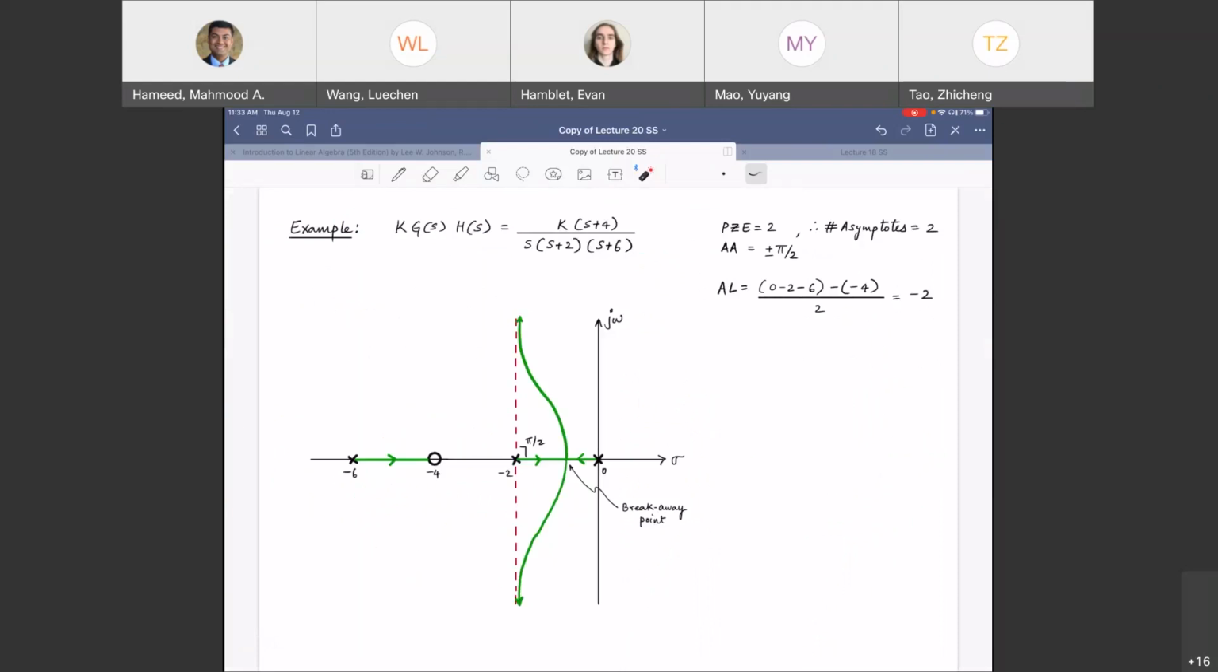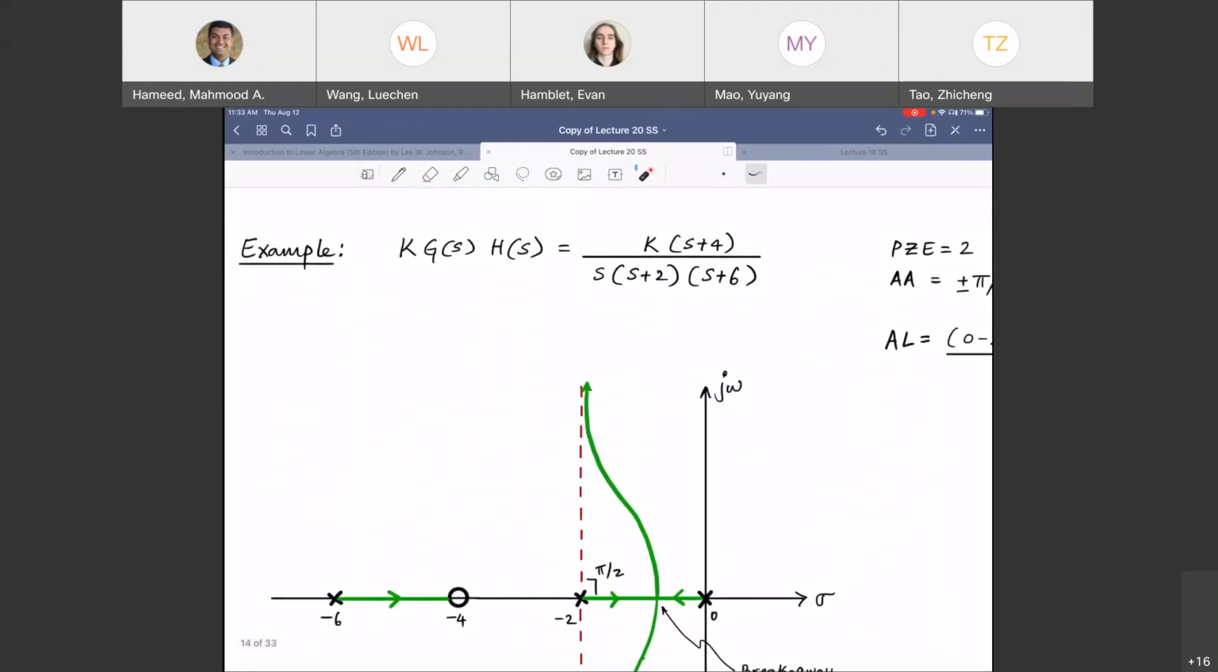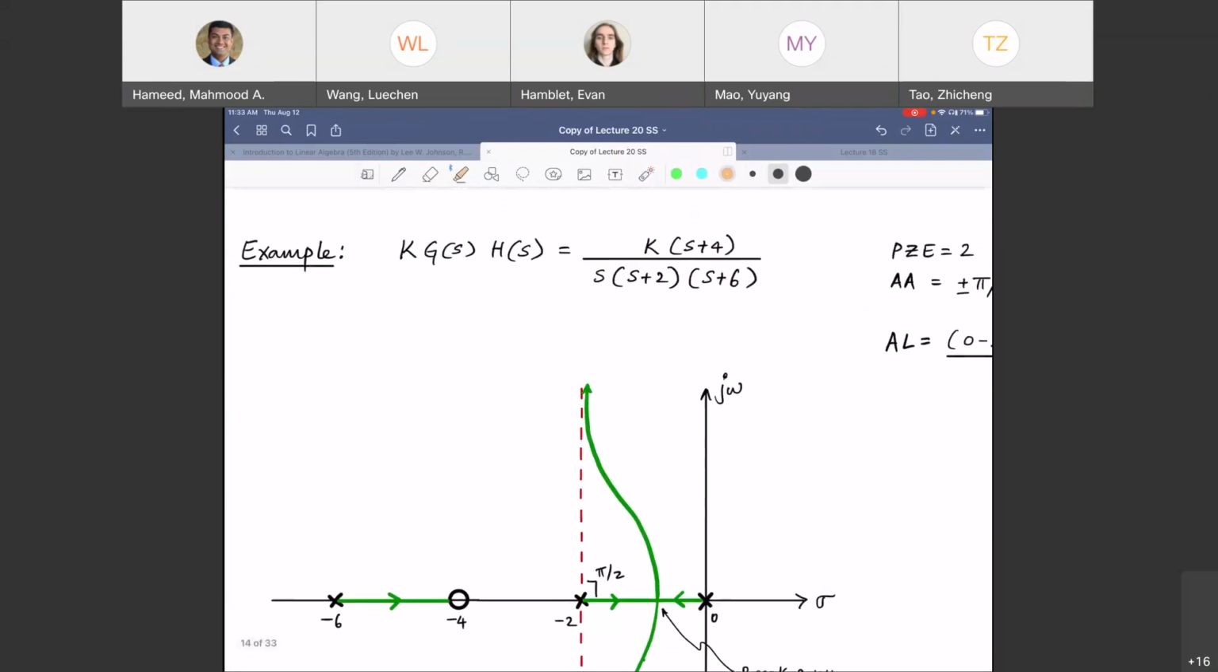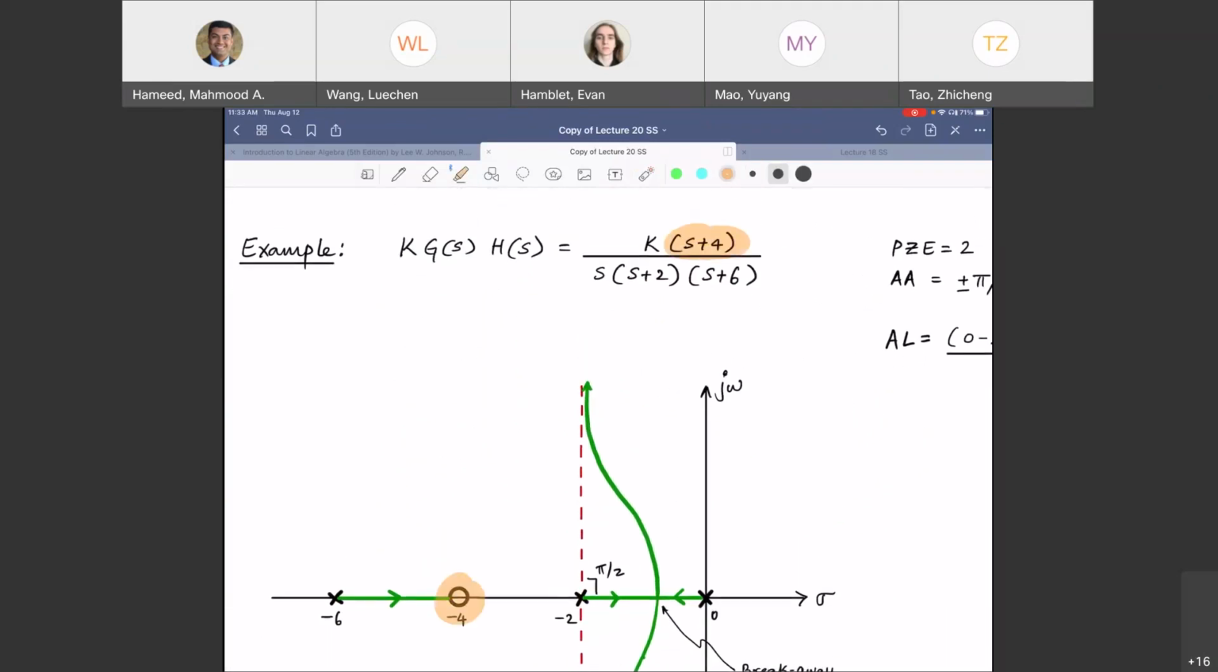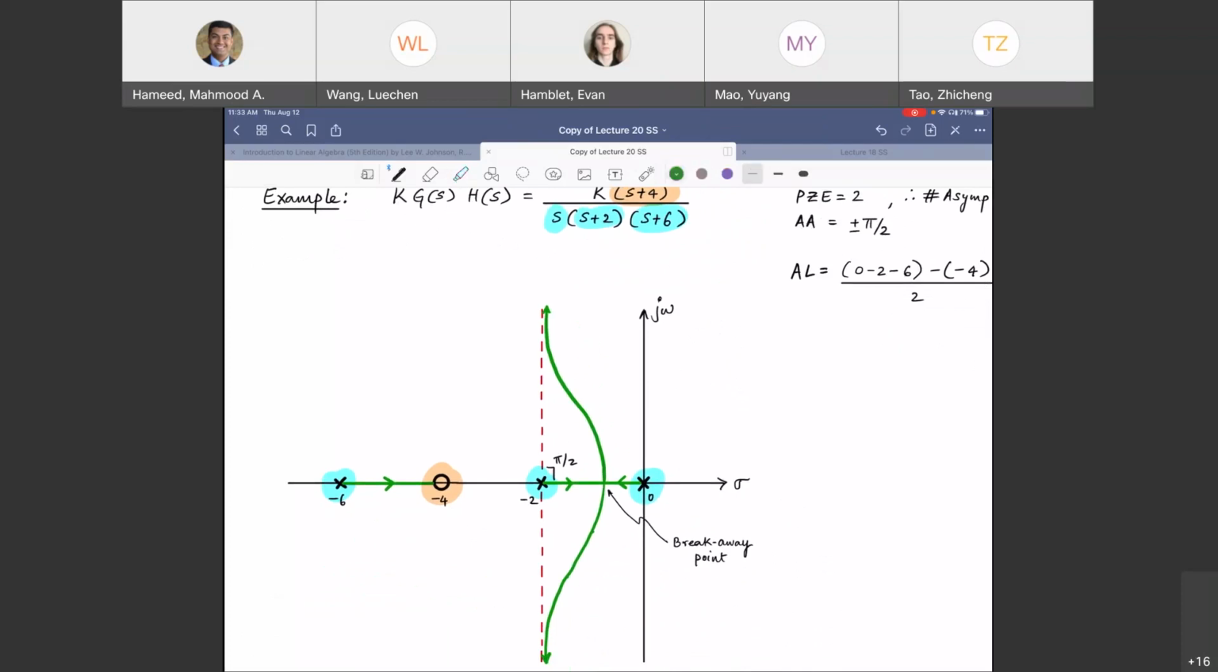All right, let's do another example here. The open loop transfer function is given. You have a 0 at -4, color code it. You have 3 poles. One is at 0, the other is at -2, the other is at -6. Mark them, then you go no, yes, no, yes. All right, let's do that. No, yes, no, yes, no.